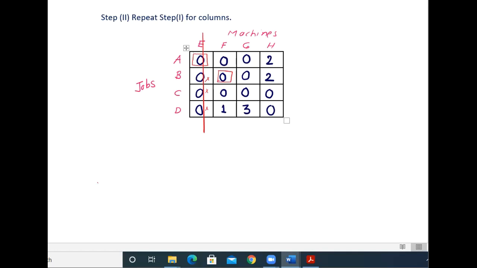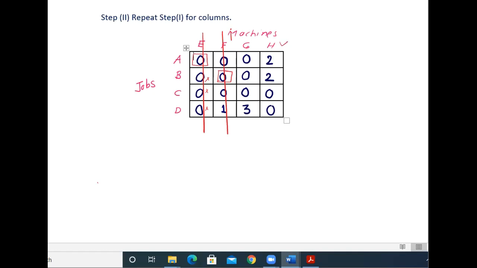And when we make an assignment in a row, we have to draw a vertical line. So we draw a vertical line, that means we will cross these other zeros. Then go to the third row. Again, there are two zeros. We can use any one, but don't use this last one, because we have to use this zero. That means we have to assign this job D to the machine H. So we cannot use it.